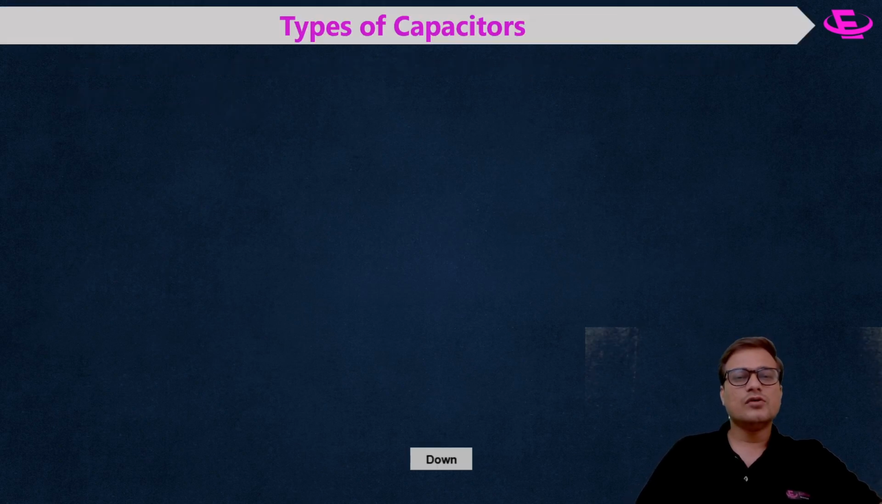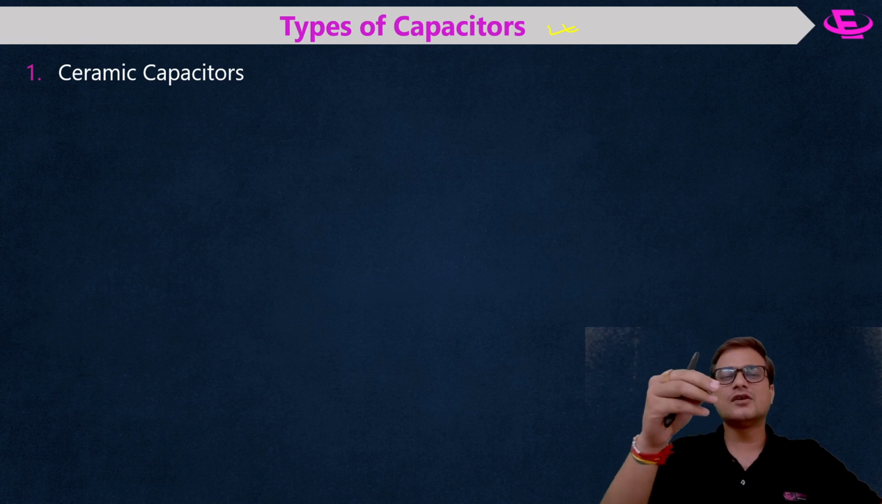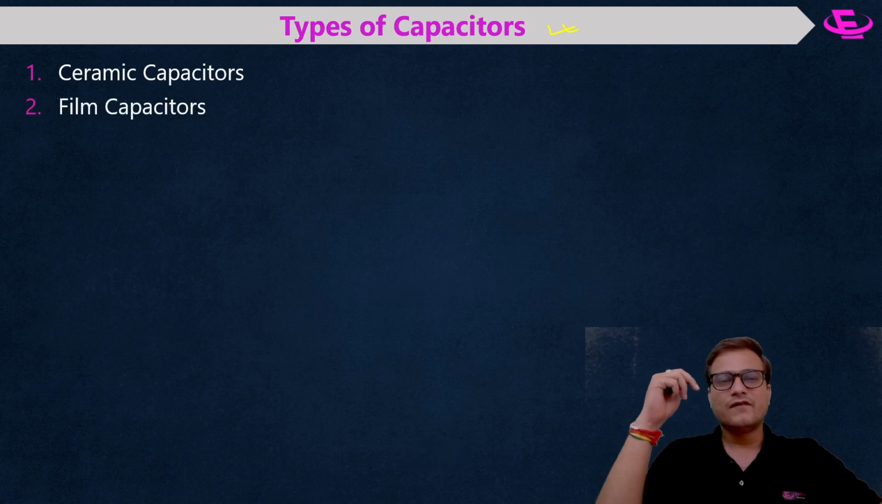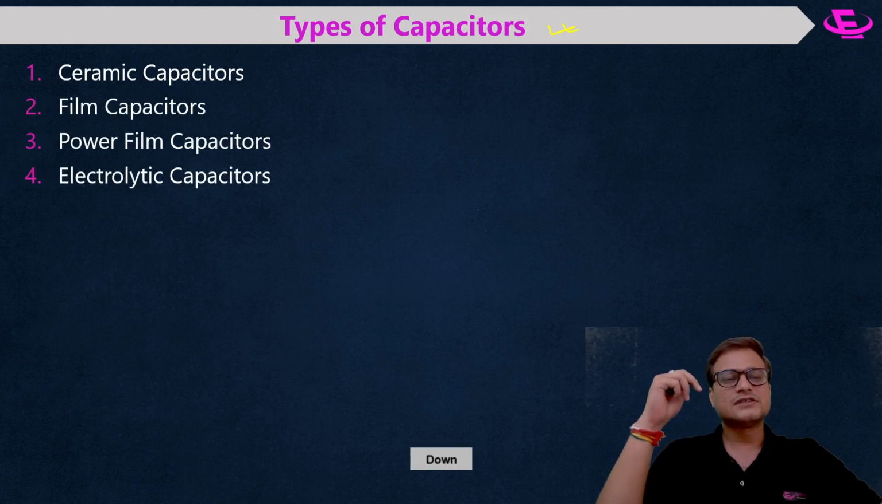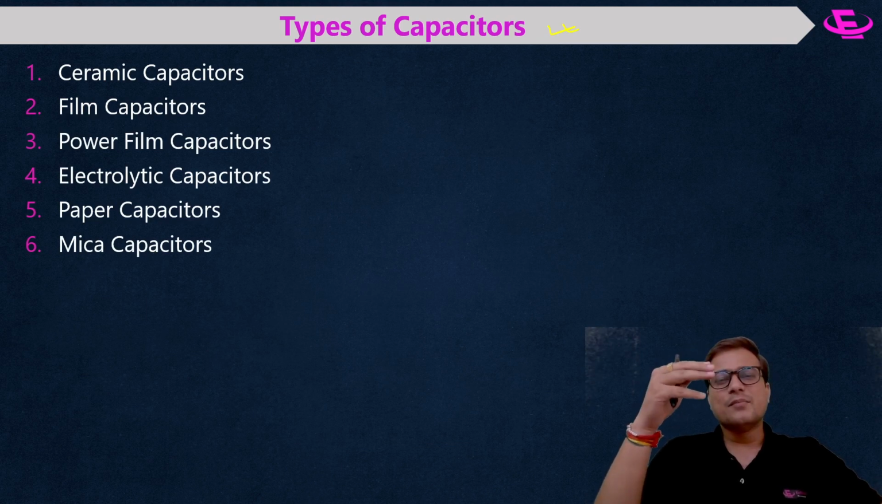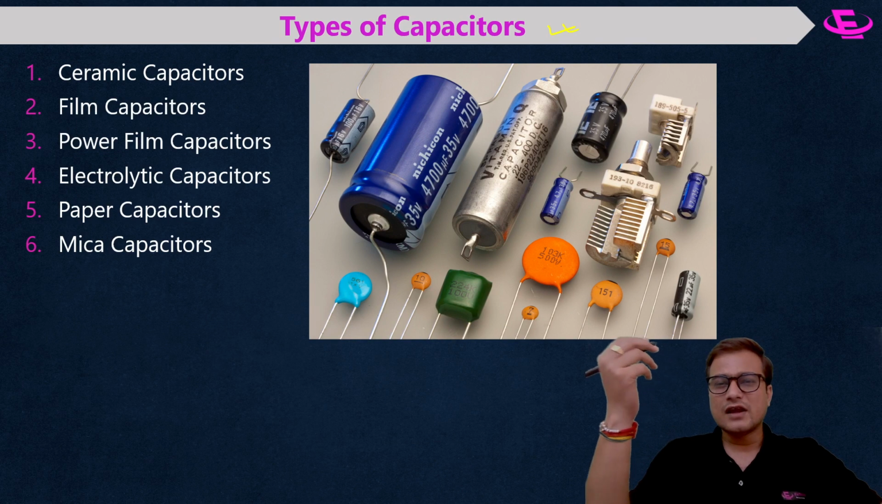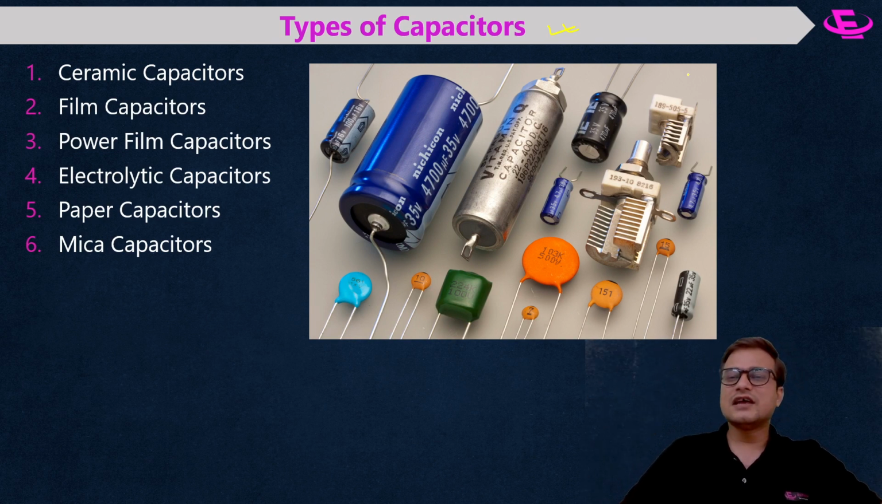I hope it is clear to you. Next, discuss types of capacitors. There are different types of capacitors available in the market. Just have a brief introduction about those names. One is ceramic capacitors, then you will have film capacitors, power film capacitors, electrolytic capacitors, paper capacitors, mica capacitors. There are many more types of capacitors. Again you will have variable capacitors. I am just putting one image of different capacitors. You can see this is the image of different types of capacitors available in the market.